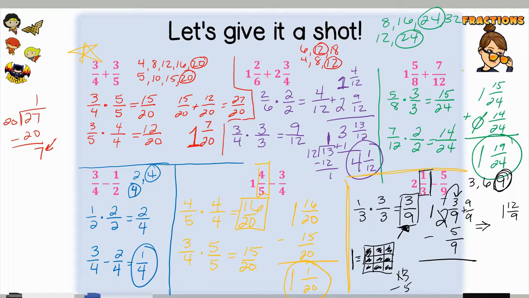So here I have 1 and 12/9, and I'm taking away 5/9. Now I can do that. 12 minus 5 is 7, and it's still 9ths that we're working with, and 1 minus 0 is 1.